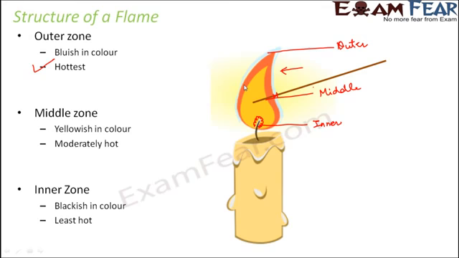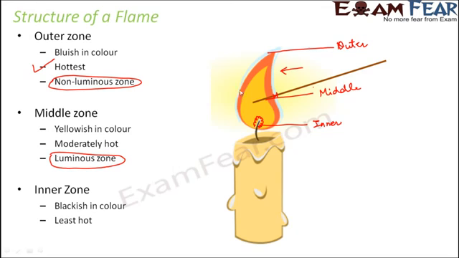The temperature is as high as 600 degrees Celsius. Now, this outer zone is called the non-luminous zone because it doesn't produce a lot of light, whereas the middle zone is called the luminous zone. Basically this yellowish orange zone is the luminous zone. In the outermost zone, complete combustion takes place. That is why a lot of heat is produced, because combustion is all about producing heat.